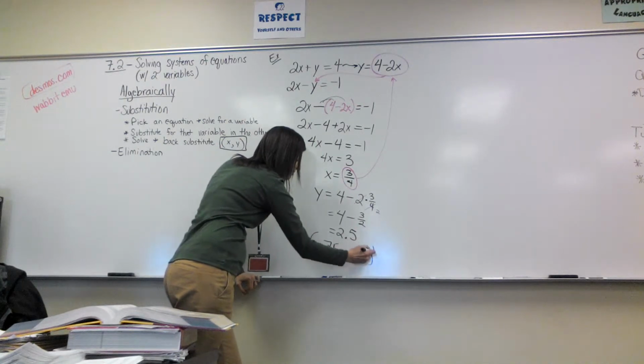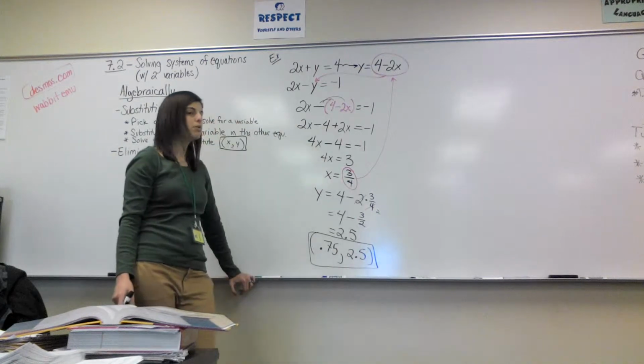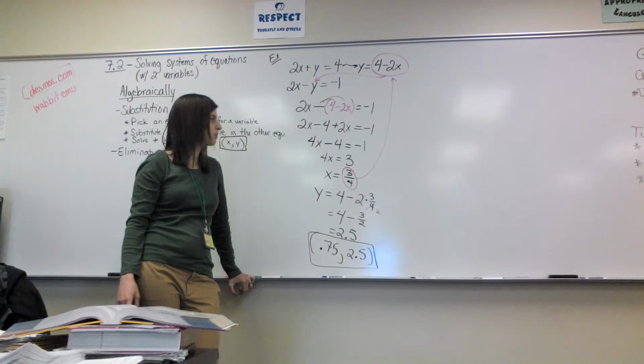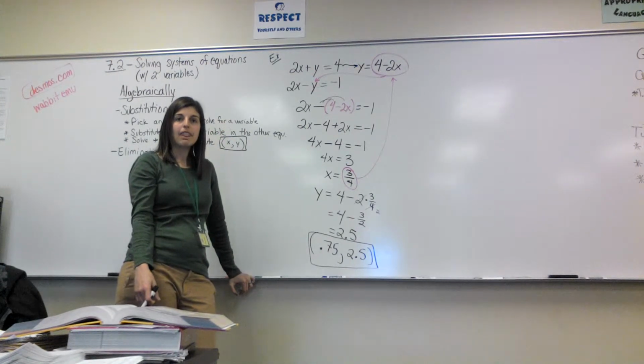If you'd rather use fractions, you can do that instead. I don't like putting fractions and decimals in the same ordered pair. To me, it doesn't look right. You can do it, though. Not wrong. Does that make sense?